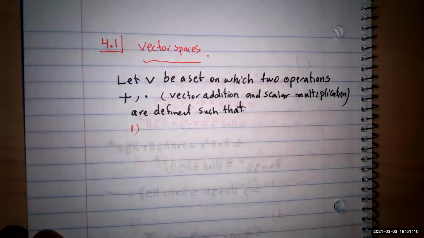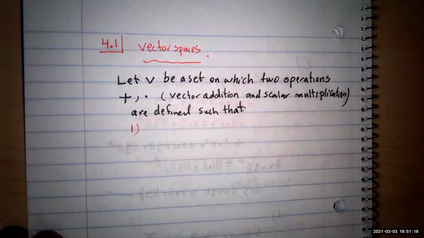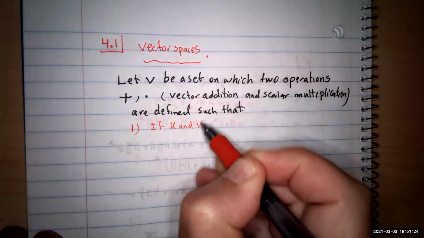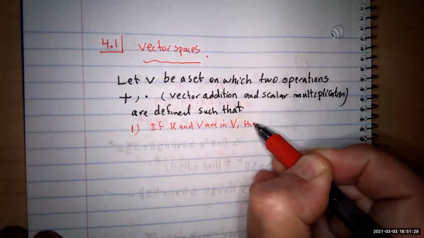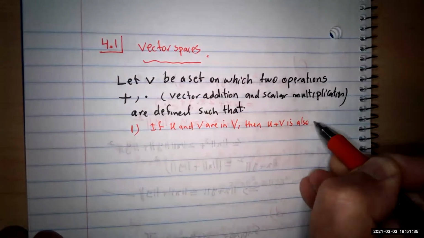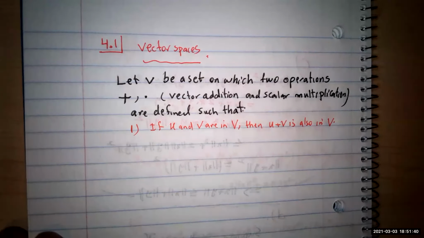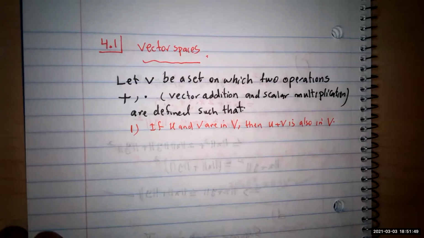The first thing to do is, this space must be closed under addition. So this means if you pick two elements, if u and v are in V, then u plus v is also in V. So this means it is closed under addition. If you add two members of the set, you get a member of the set. That's the first one.